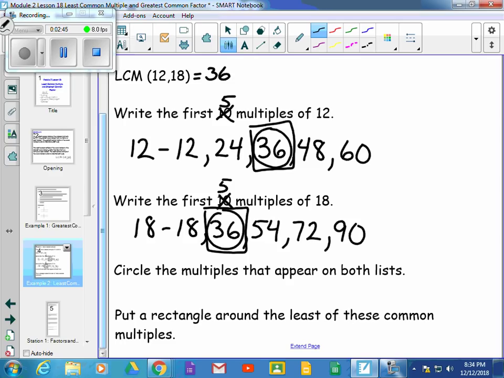Now you ask yourself, well, what happens if we make a list of 5 multiples and there's nothing in common? Well, there's always going to be a least common multiple. You just have to make your list bigger. Keep making your list bigger until you find one that's common. If you find more than one that's common, we want to know what the smallest common or the least common multiple is, the smallest of those.